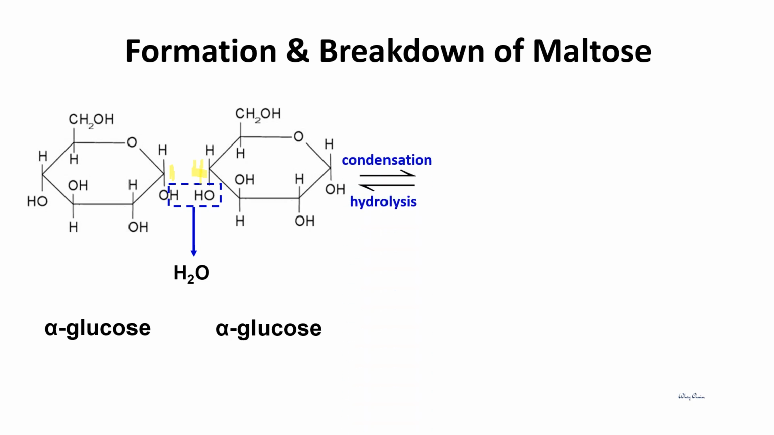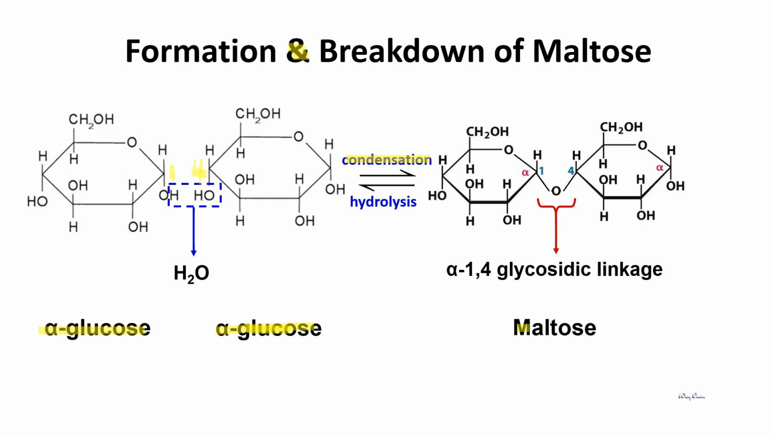A double arrow is shown in this drawing because the title is formation and breakdown. From the smaller molecules, which are alpha glucose, the monosaccharide, they will remove water through the condensation process. It will form a larger molecule, which is the disaccharide known as maltose. So here is the full structure of maltose, with a label of the bond formed between the previous monomers, called an alpha 1,4 glycosidic linkage.